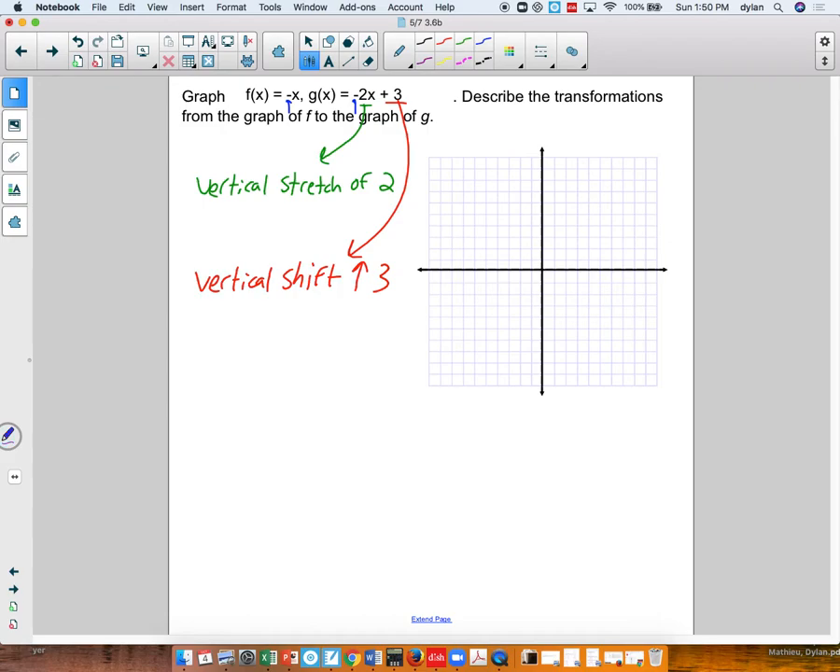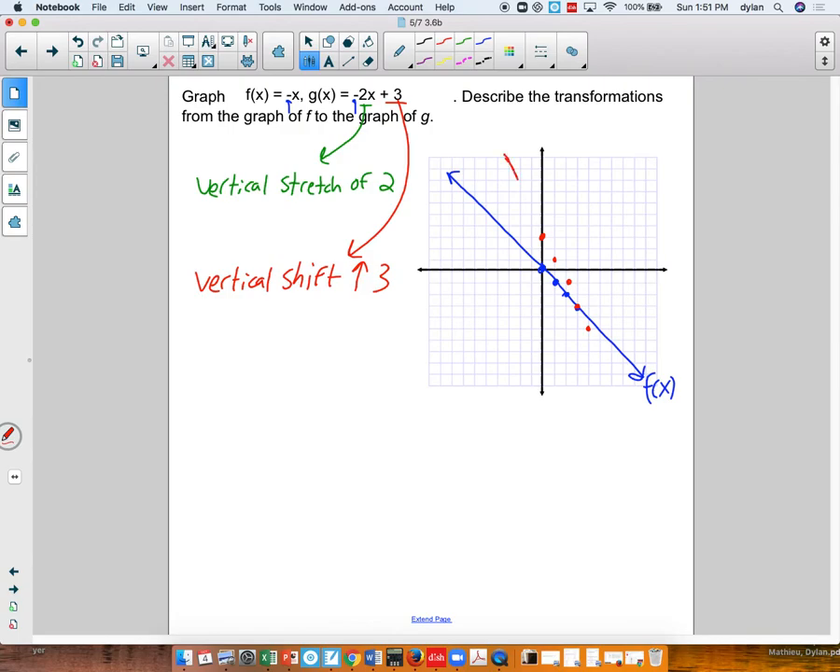So we're going to graph both of these. f of x is negative x, so that means it has a y-intercept of 0 and a slope of negative 1. And then g of x, so this is f of x. g of x is negative 2x plus 3, so it has a y-intercept of 1, 2, 3, and a slope that goes down 2 over 1, down 2 over 1, down 2 over 1.